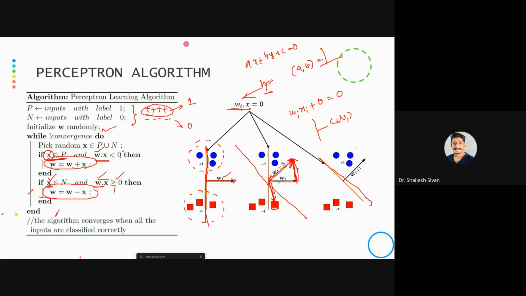Are you getting it? Now all positive points are on one side and all negative points are on the other side of the hyperplane. Okay, fine. I think it is clear.